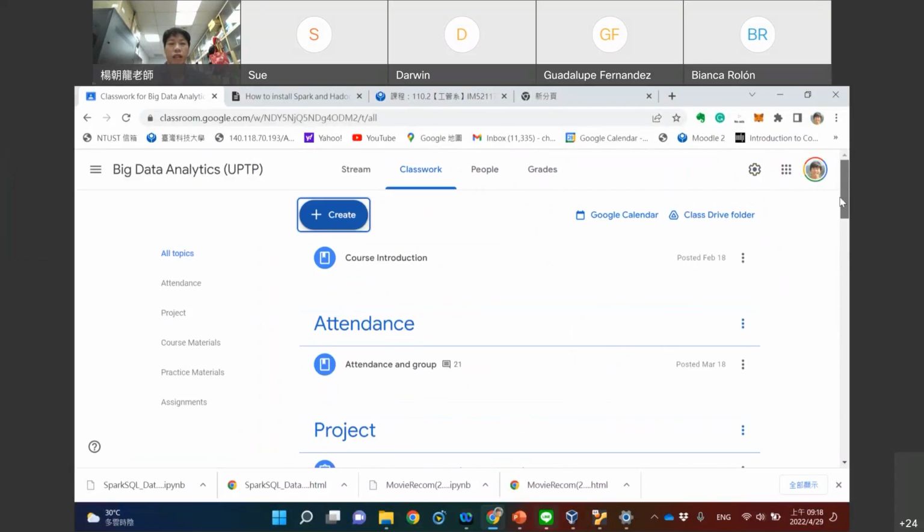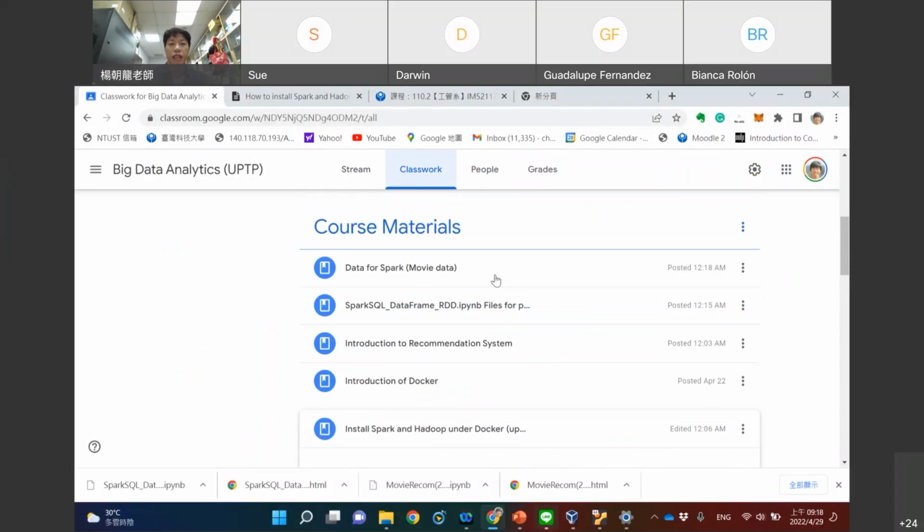All right. I already put some new files on our Google Classroom website. You can probably see a couple of them. First of all, is the introduction to the recommendation system. This is our main topic today, and then I will go to the Spark and Hadoop installation. I'm asking you to try it on your computer, especially on Docker. I will go through that part.